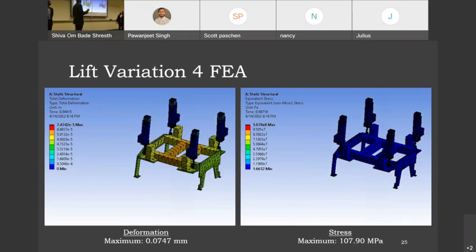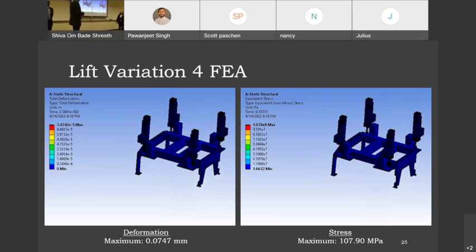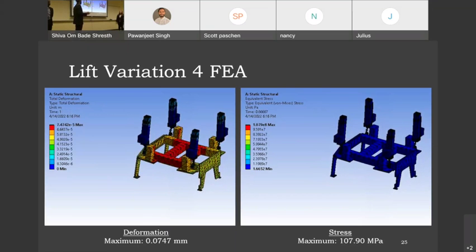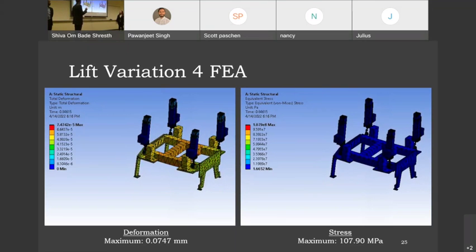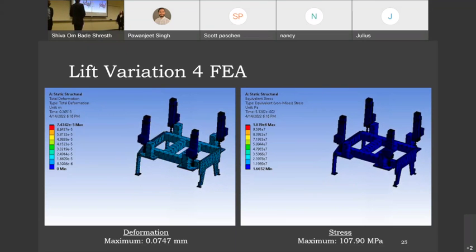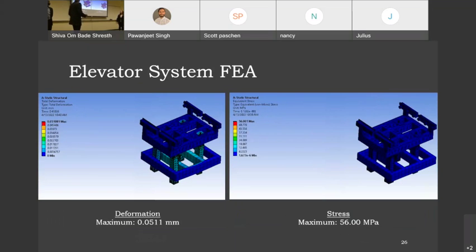For our final variation, we use the rod that goes straight to the lift here and attaches through welding, but it's a very minimal area that's attached, so that's why we have high deformation and high stress. Next slide, I'll show you that.